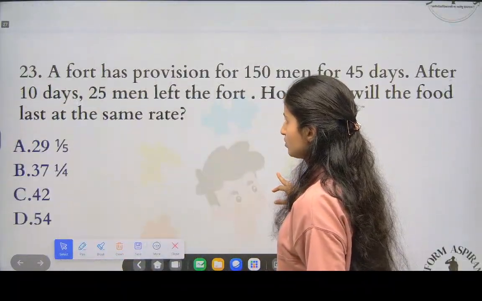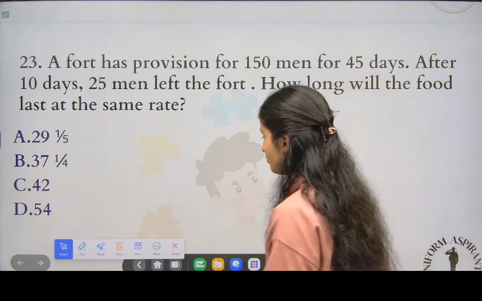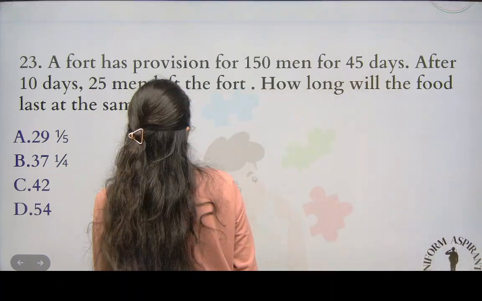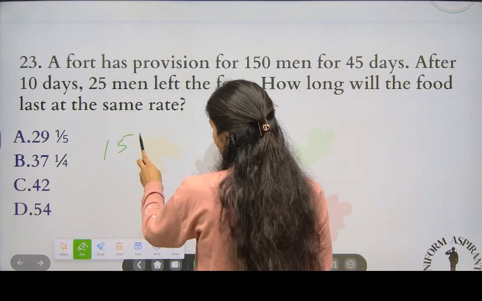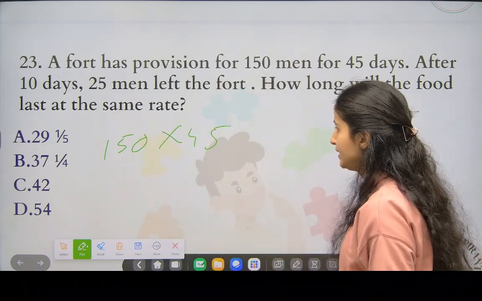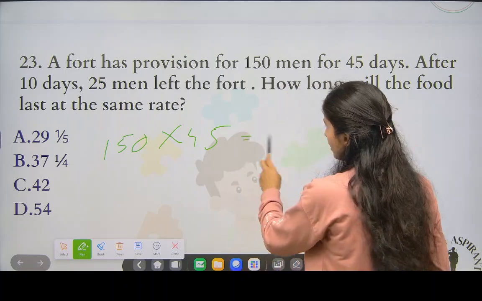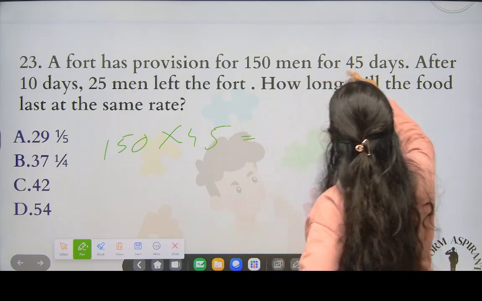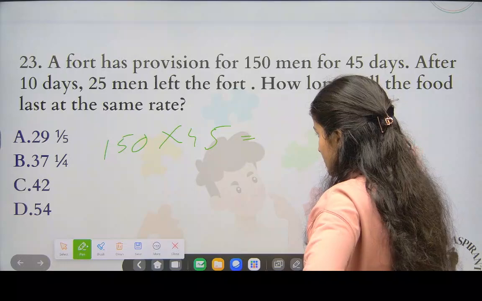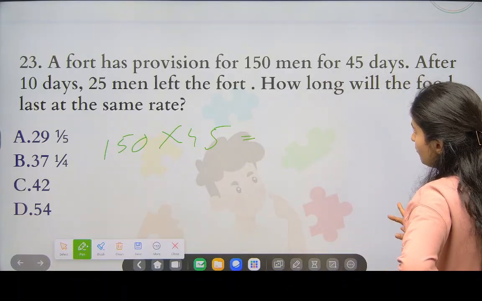Chalo, see this question now. A fort has provision for 150 men. How many days? 45 days. Okay, fine. After 10 days, 25 men left the fort. Okay.